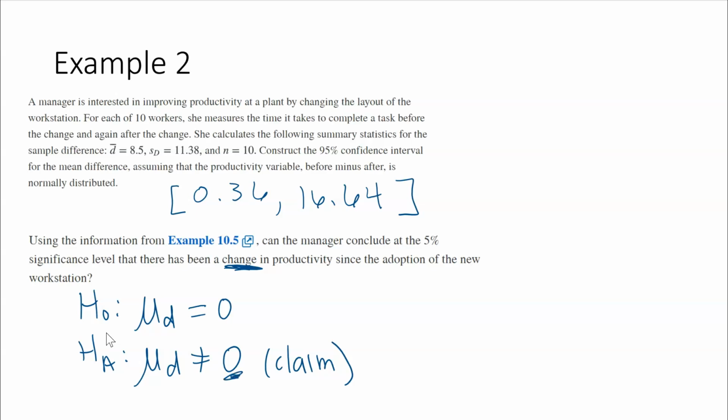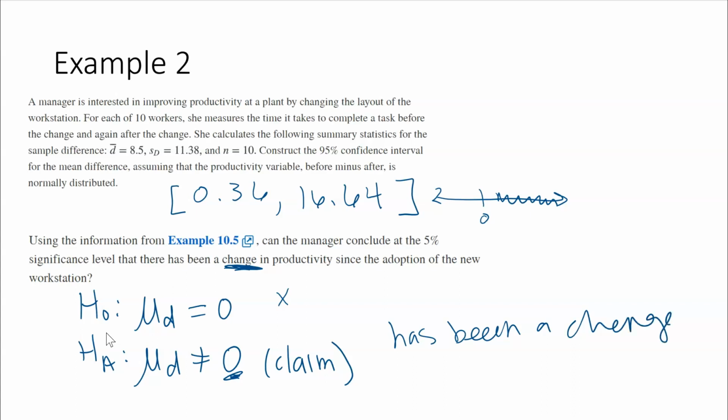So is this value in the confidence interval? Is 0 in the confidence interval? And so sometimes it's helpful, this value is 0. These are all positive numbers. It is not in the confidence interval. So if it's not in the interval, reject. So we're going to reject the null, which means we can say that there has been a change in productivity.